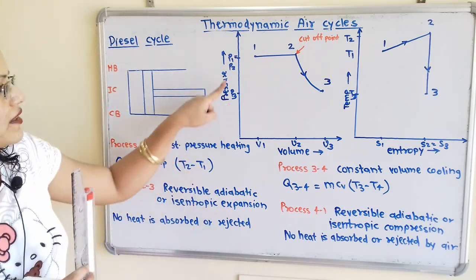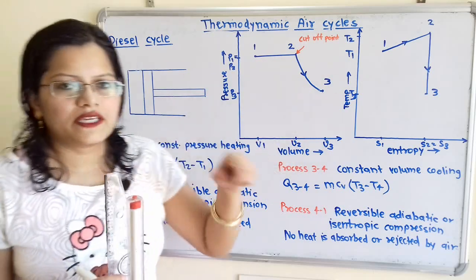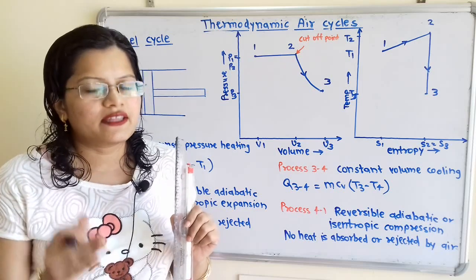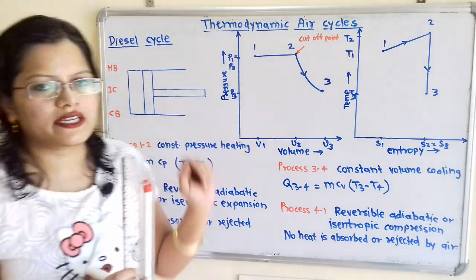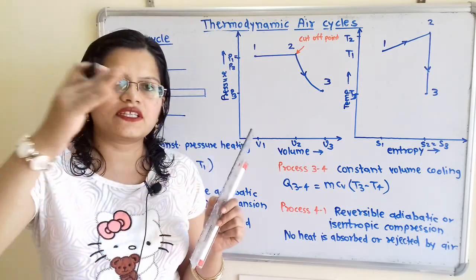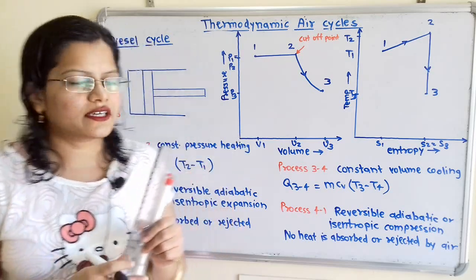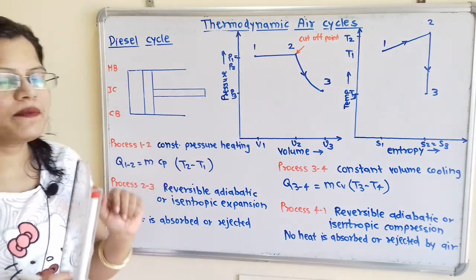So when the cooling process is taking place, that means the temperature is getting decreased, and when the temperature is getting decreased, that means pressure is also getting decreased. So this is the relation between pressure and temperature. Pressure increases, temperature increases. Pressure decreases, temperature decreases. So we have to show that relation.